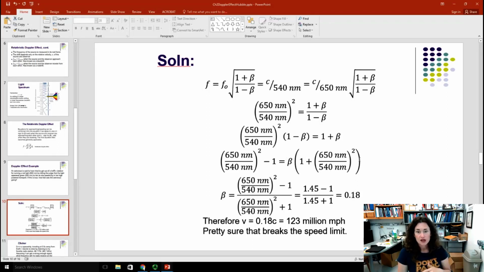All right? Then I just divide both sides by that 1 plus (650 over 540) squared factor to get beta isolated on one side of my equation, and I solve. And so I end up with beta is equal to (1.45 minus 1) divided by (1.45 plus 1), and that's equal to 0.18, okay? Which means basically that the astronaut would have to be going 18% of the speed of light in order for that observation to be true.